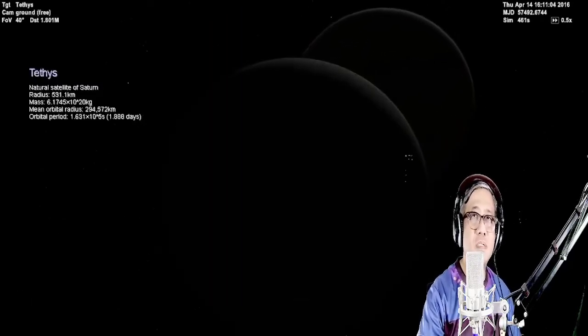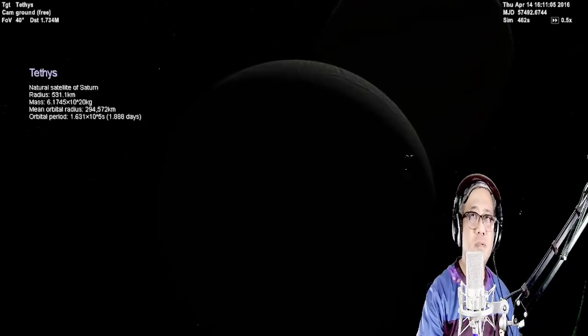Right, this is Tethys, again one of the moons of Saturn.